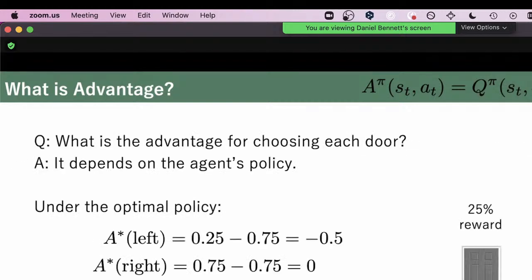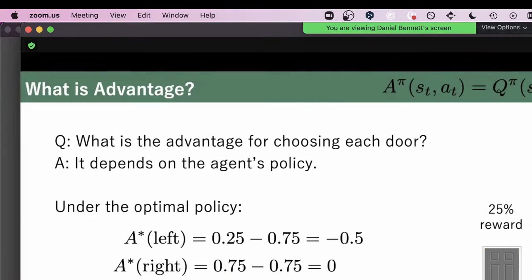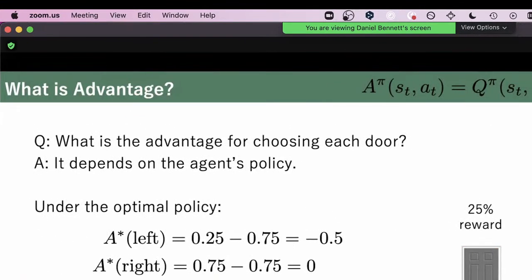Can I ask a question? Yeah. If you suggest that opening the door on the right is the optimal policy, and one should always open the door on the right, doesn't that make zero the optimal policy? Because when you choose a random policy, that means I open this or that on a 50% chance. Yeah. Because 75% of the time there's a reward behind the door on the right.